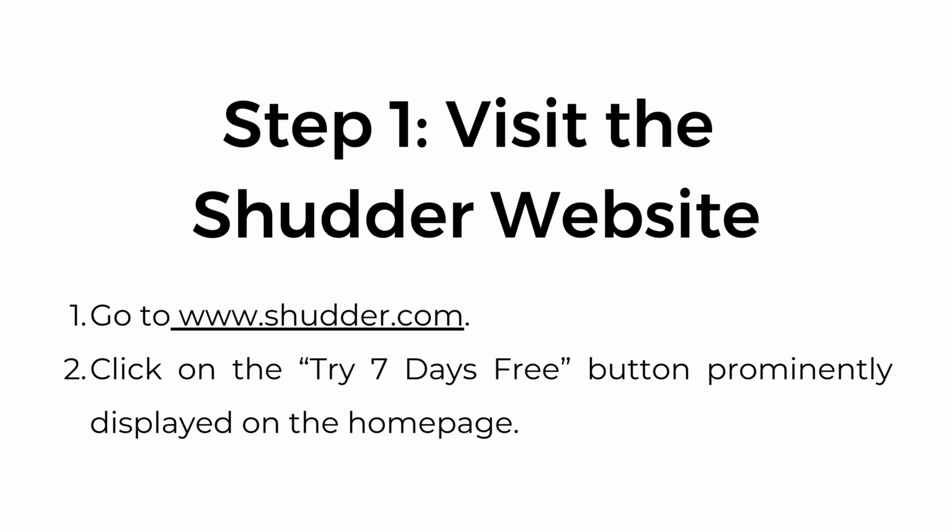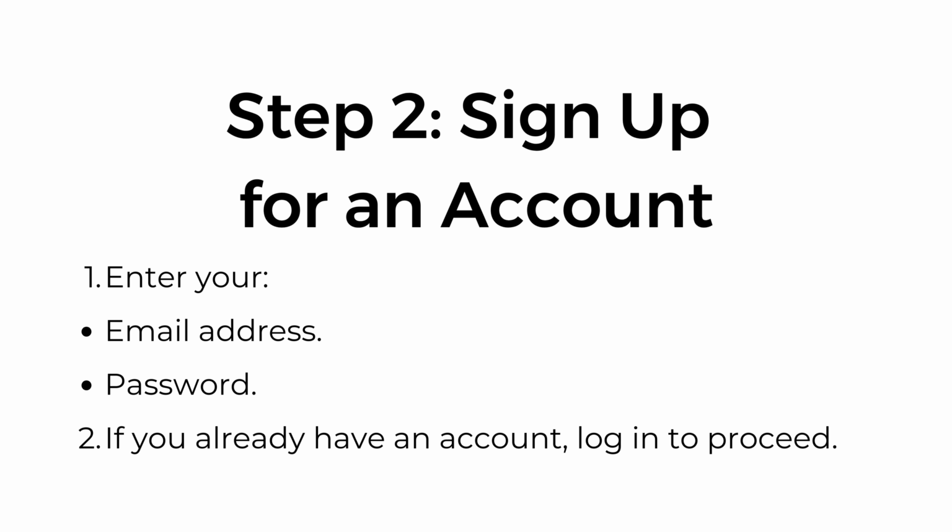Go to www.shudder.com. Click on the Try 7 Days Free button prominently displayed on the homepage. Step 2. Sign up for an account. Enter your email address and password. If you already have an account, log in to proceed.